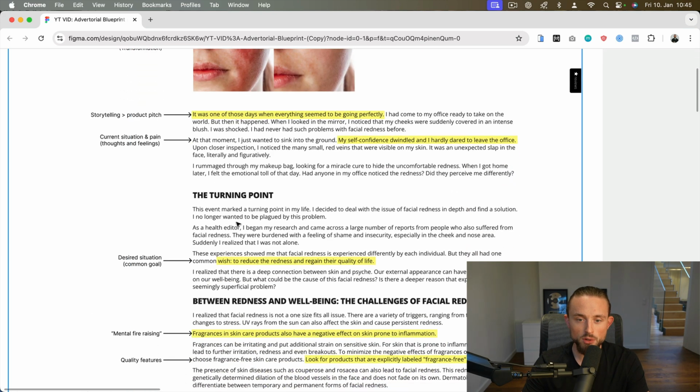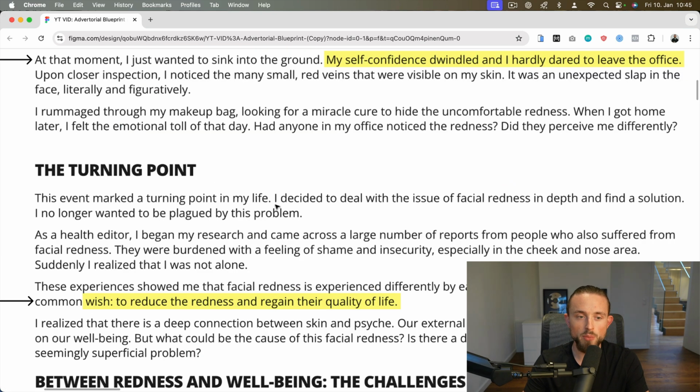Then the second paragraph, right, we basically talk about the motivation from the writer who experienced the story to take action. So we say, this event marked a turning point in my life. I decided to deal with the issue of facial redness in depth and find a solution. I no longer wanted to be plagued by this problem.